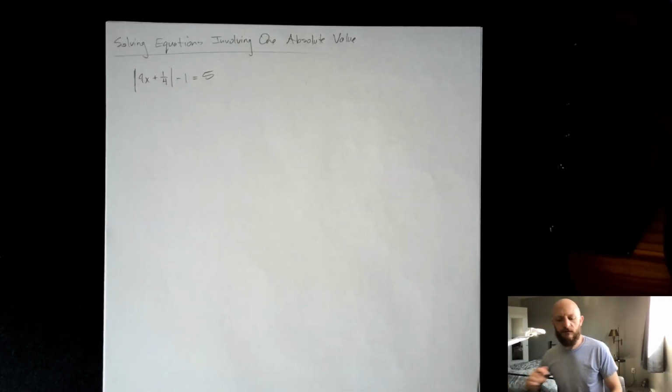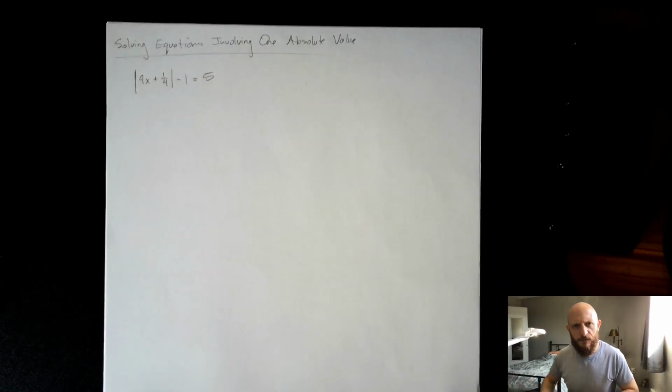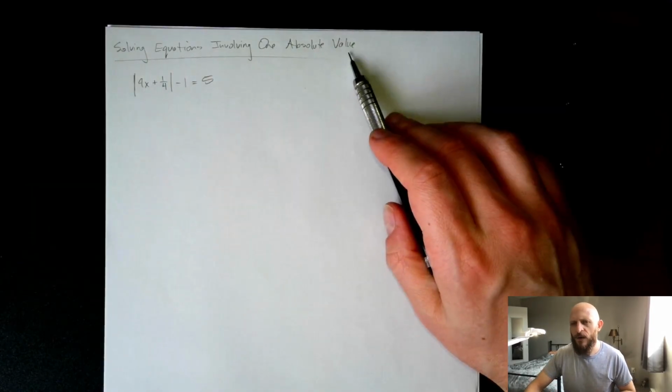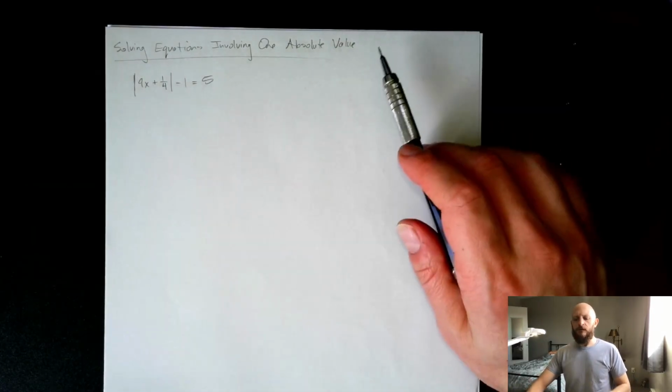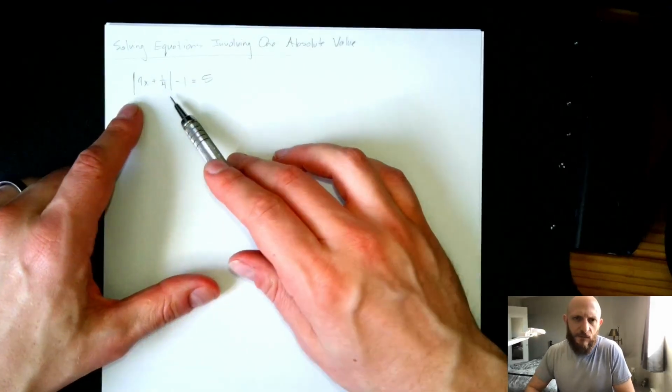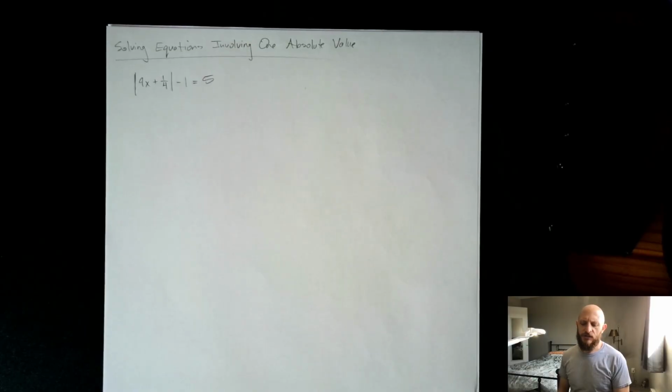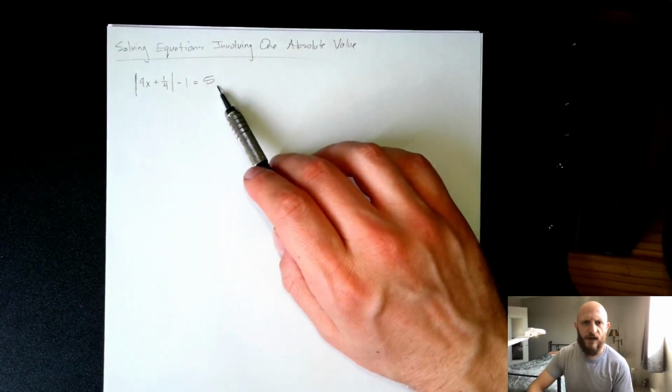Hey everybody. So this is going to be a quick video, hopefully quick, on how to solve equations involving one absolute value term. So just when the absolute value appears one time in the equation. All right, so here's the equation: the absolute value of 9x plus 1/4, minus 1, equals 5.